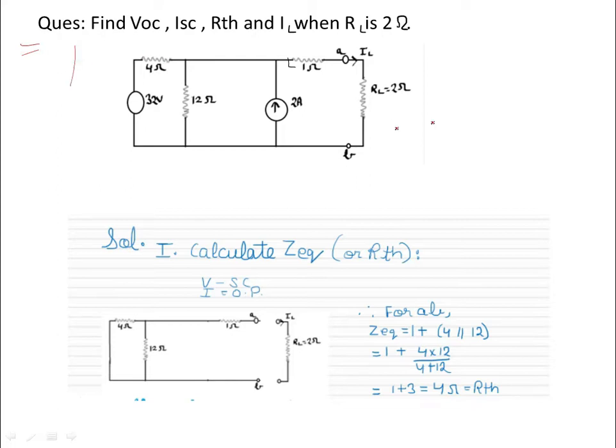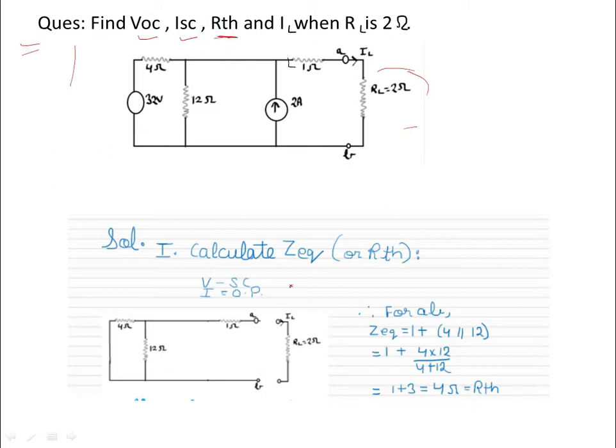So there is this network. You have to find IL, the current which is flowing through this load resistance of 2 ohm. Also, you have to find the equivalent impedance RTH between A and B, and the Thevenin's equivalent voltage and Norton's equivalent current source. So first we will calculate this RTH.